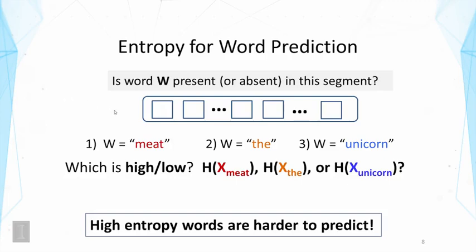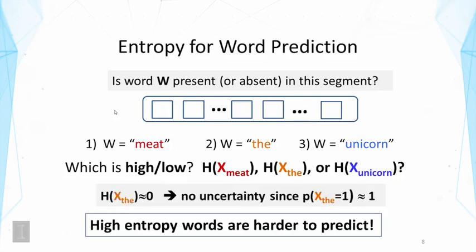Now if you look at the three words meat, the, and unicorn again, we clearly would expect meat to have a higher entropy than the or unicorn. In fact, if you look at the entropy of the, it's close to zero because it occurs everywhere, so it's like a completely biased coin. Therefore, the entropy is zero.